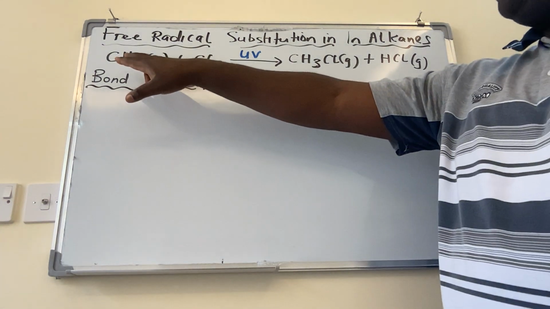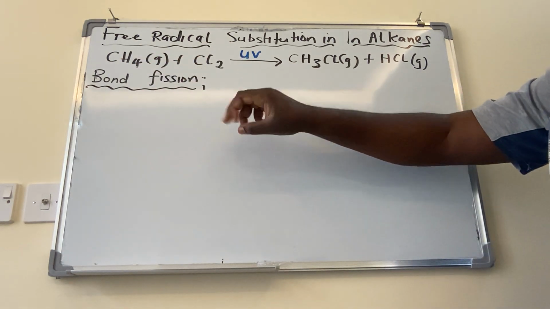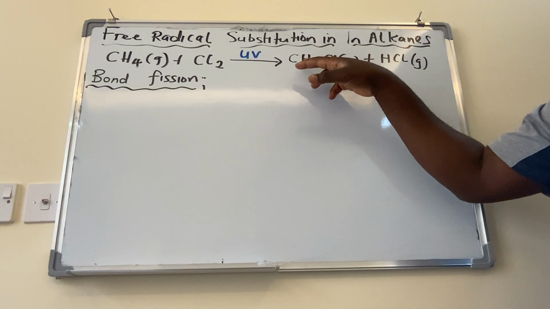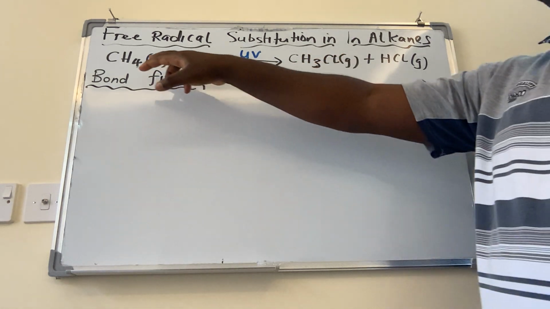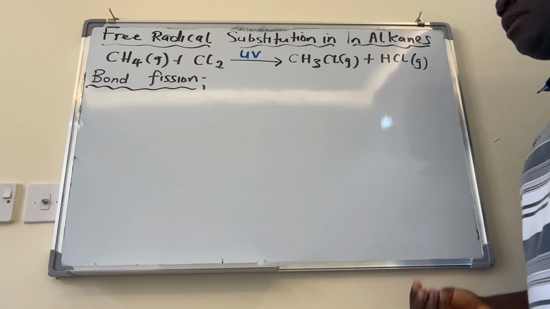So if we look at methane, CH4, it's reacting with a halogen molecule, and then we're going to end up with CH3Cl, meaning one of the hydrogen atoms has been replaced by a chlorine atom. And as a result, we call that a substitution reaction.